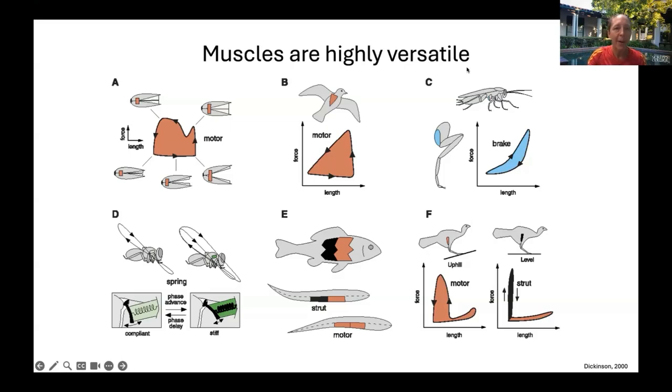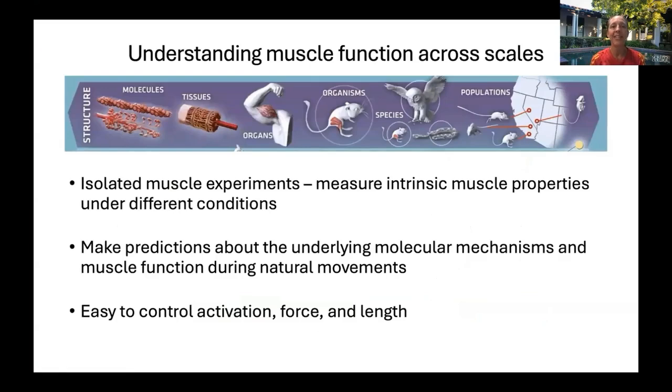It's also why our main focus at IMSI is to understand muscle function across numerous different scales, from the level of individual muscle molecules inside the sarcomere, all the way up through whole ecosystems and populations. Isolated muscle experiments fall somewhere in between, at this tissue and organ level. The advantage of isolated muscle experiments is that we can measure intrinsic muscle properties under different conditions. So we remove the organism and the environment from the experiment. We can make predictions about not only the underlying molecular mechanisms of those particular properties, but we also can move in the other direction and make predictions about muscle function during natural movements. And the greatest advantage of these experiments is that we have a lot of control.